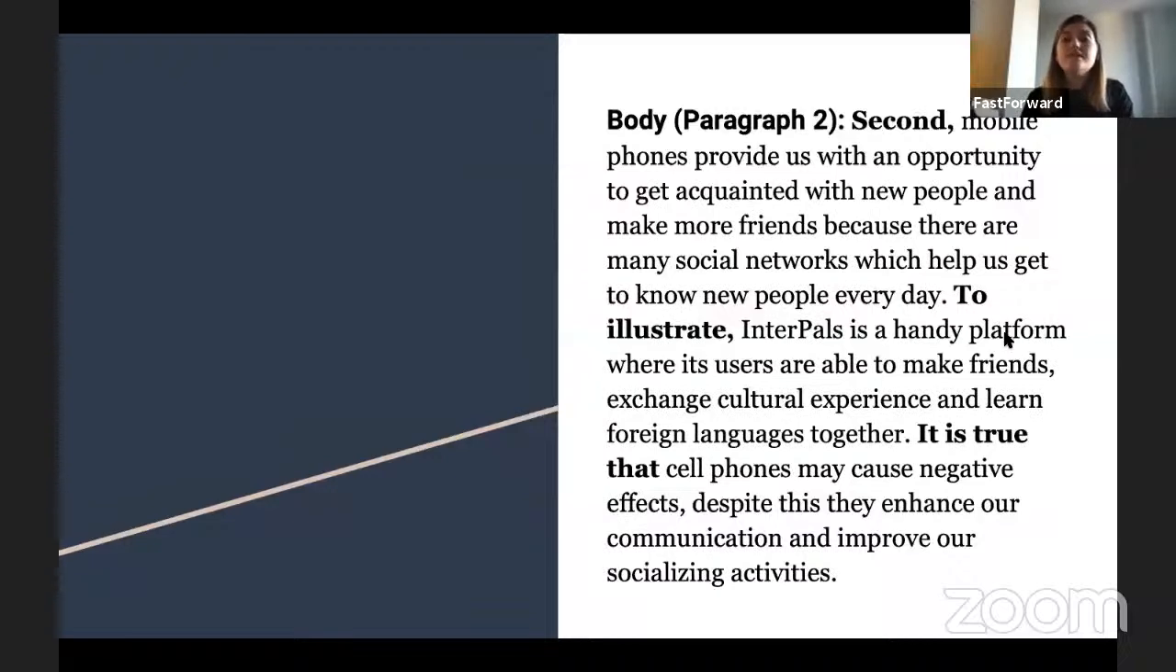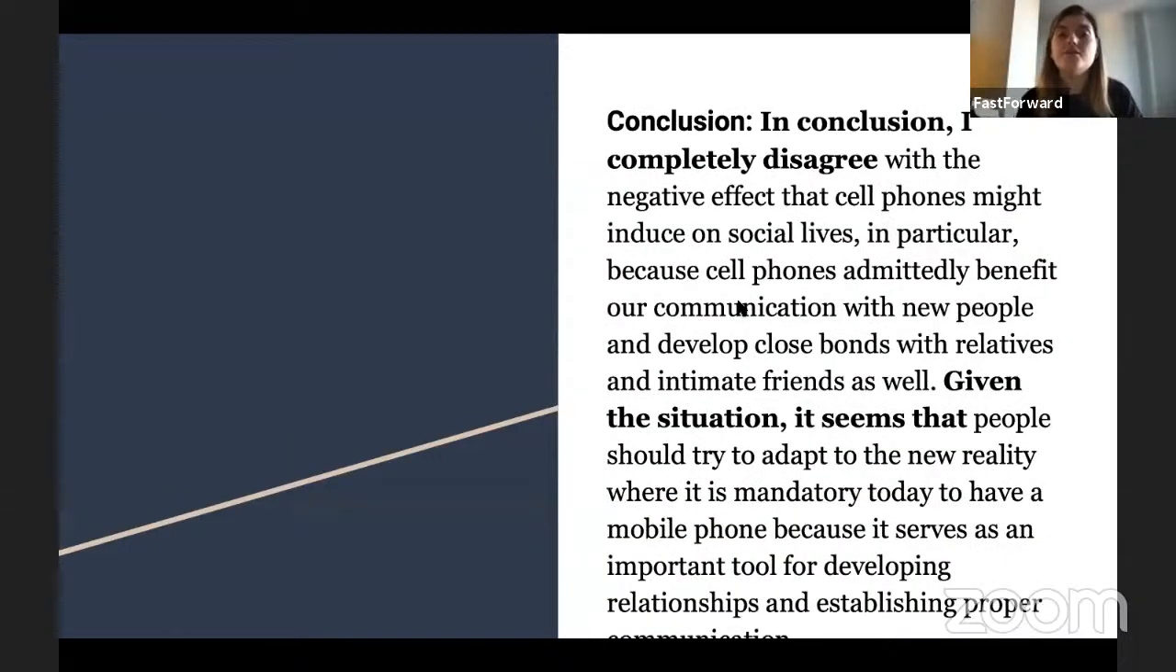And I want us to finalize and get into conclusion part. Well, as I promised, I start from my Lincoln structure in conclusion, then I'm getting back to my personal opinion. Please pay attention. You see, I mentioned totally there. Now I'm using completely. Show the diversity. Completely disagree with the negative effect that cell phones might induce, means cause, on social lives in particular, okay? Guys, please look at the way how I paraphrased it again, okay?